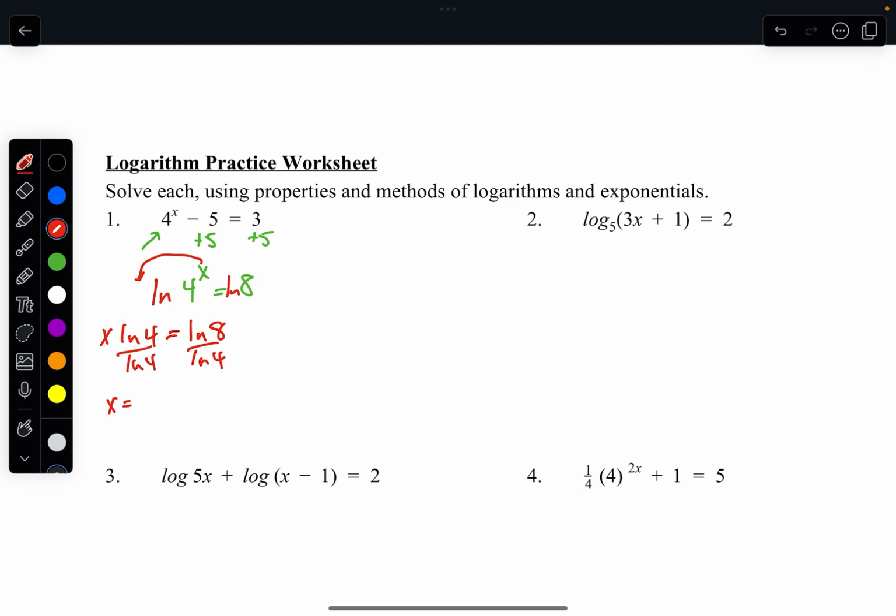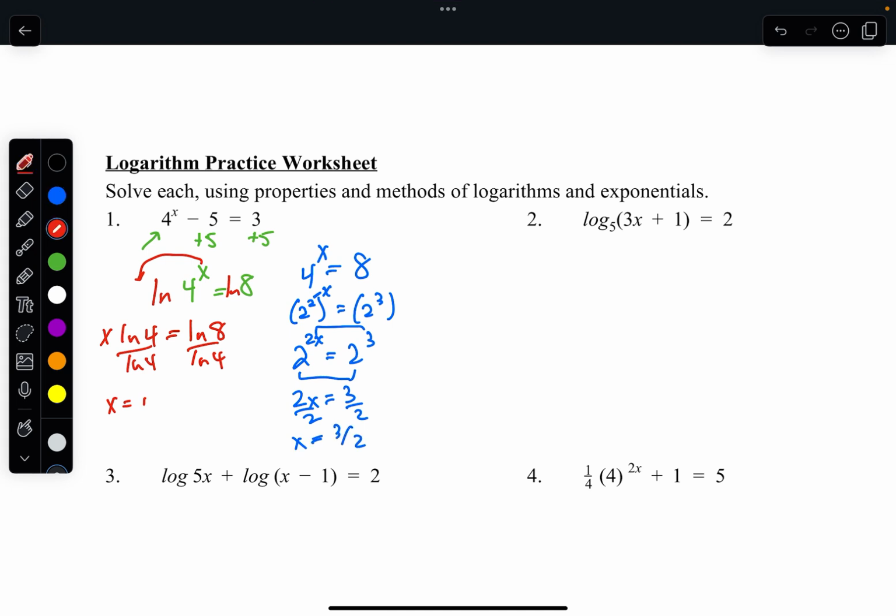Another way to do this problem is 4 to the x is 8. I could make this 2 squared to the x power, and I can make this 2 cubed. And then stacked exponents multiply, so I would multiply those two exponents, so that's 2x. And now because the bases are the same, I can set the two exponents equal to each other. And I get 3 halves. So remember, sorry, I forgot to write the 1.5 over there.